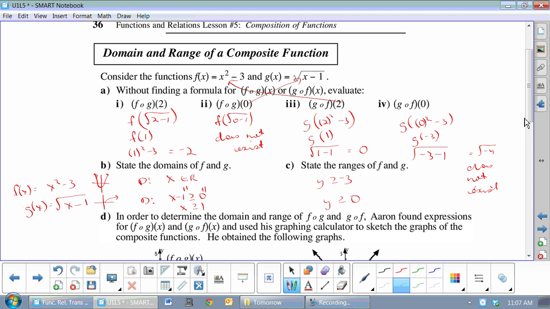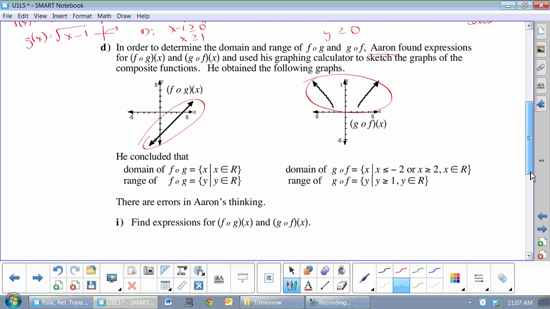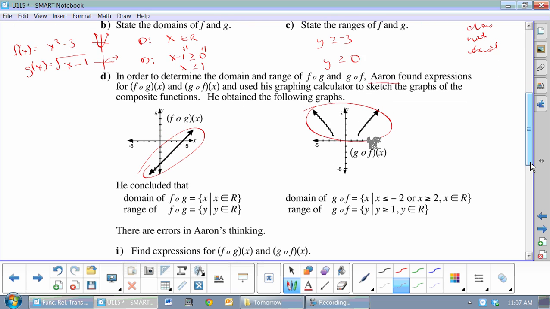Now, the question you may be asking is, can I just graph it and go from there? Well, you're going to start to see where that messes you up too. Basically, this question here is this guy named Aaron. He did this question. He got this graph when he did f of g of x, and this graph when he did g of f of x. He did his domain from there and range from there and made the wrong conclusions. So we're supposed to find his errors.